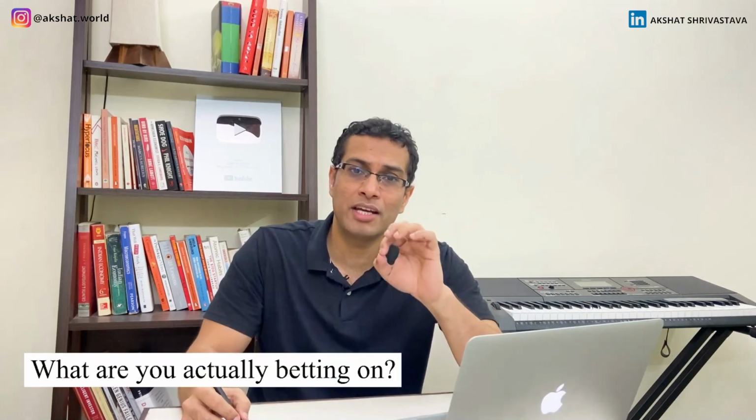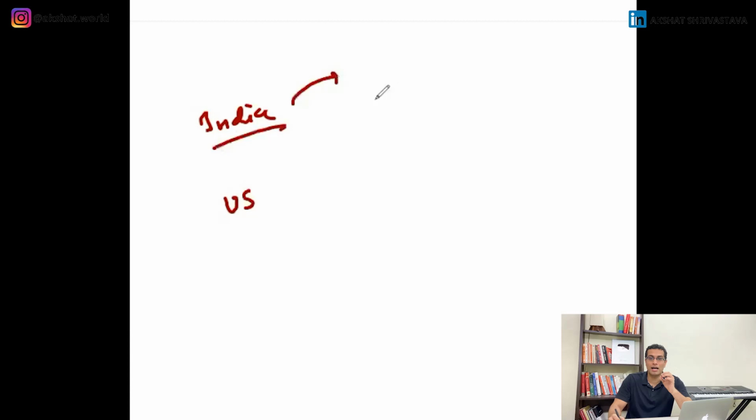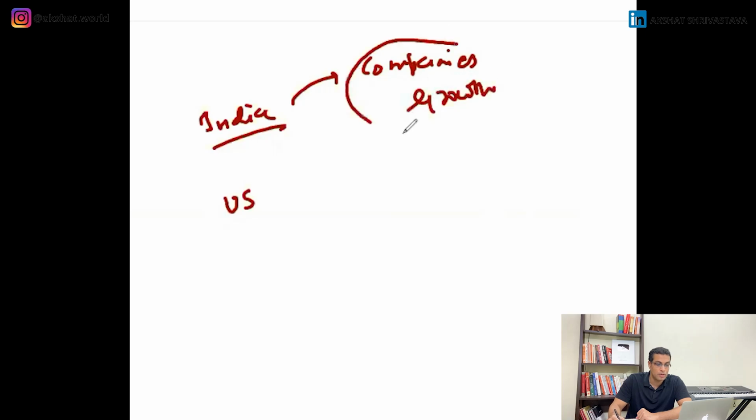Now let me explain the next point, which is: when you are betting on India, what is it that you are betting on? Essentially, what you are betting on is that Indian companies are growing, right? Companies are growth companies. What do I mean by growth companies?